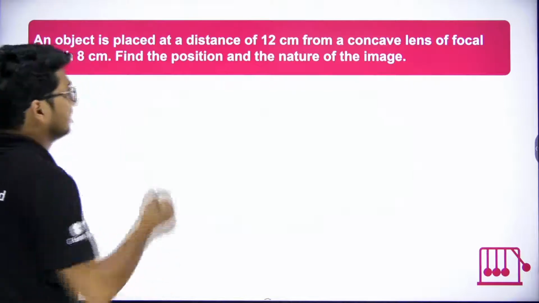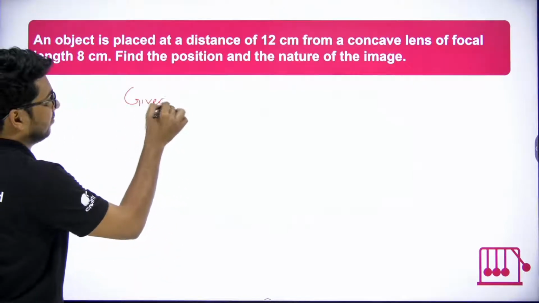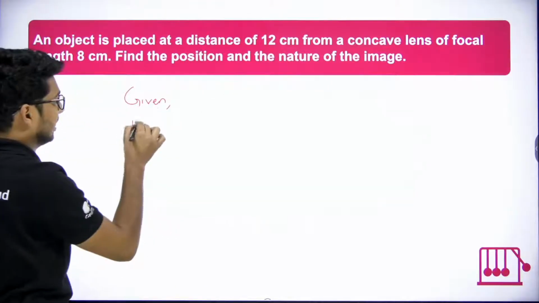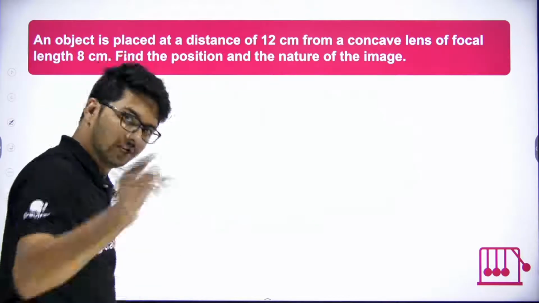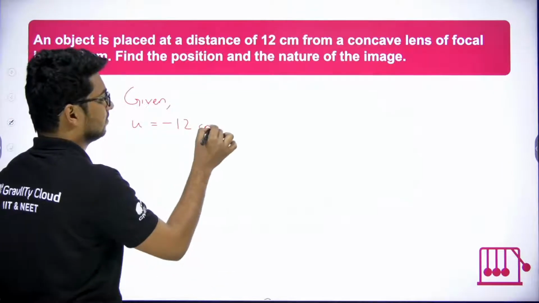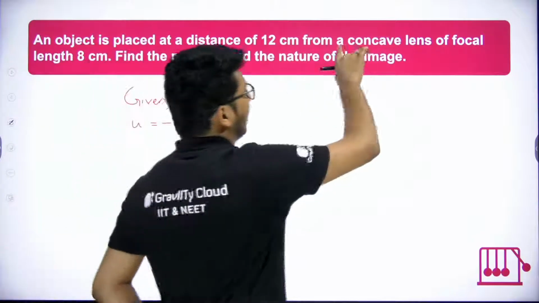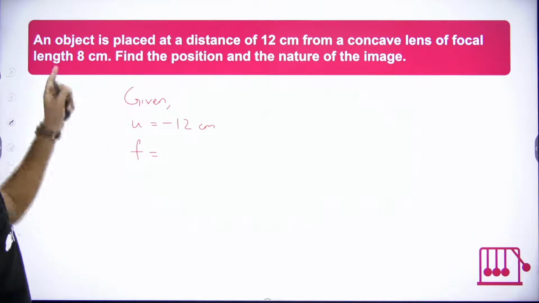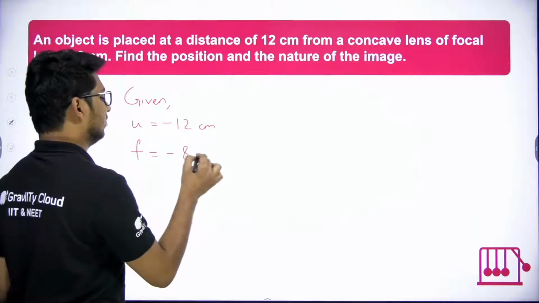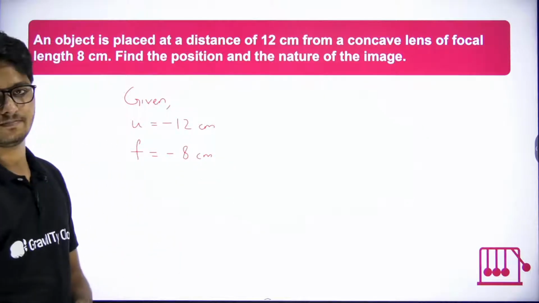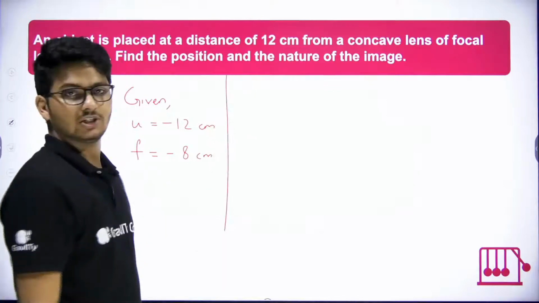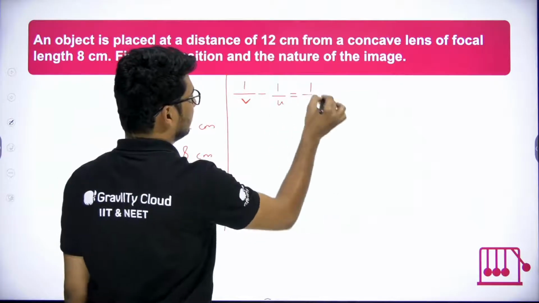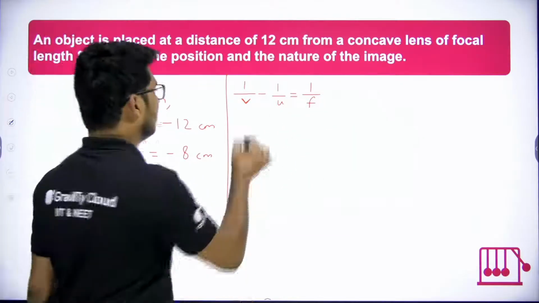First of all, again, the first important thing will be to write down the given information. An object is placed at a distance of 12 centimeters. So object distance is 12 and object distance for a real object is always negative. Then for a concave lens focal length is negative, so I have to take it as negative, and focal length is given as 8 centimeter, so it's going to be minus 8 centimeter. We have to find the image position. We'll use which formula? Lens formula, 1 by v minus 1 by u is equal to 1 by f. You will substitute and then solve.